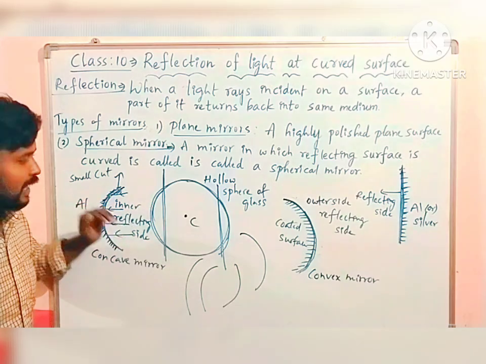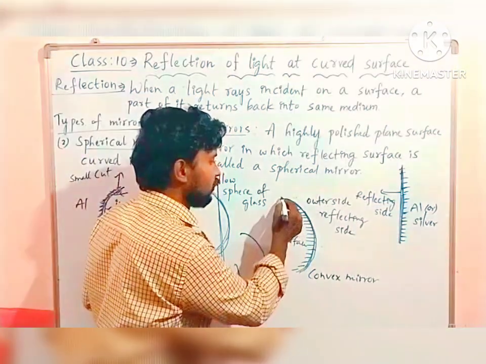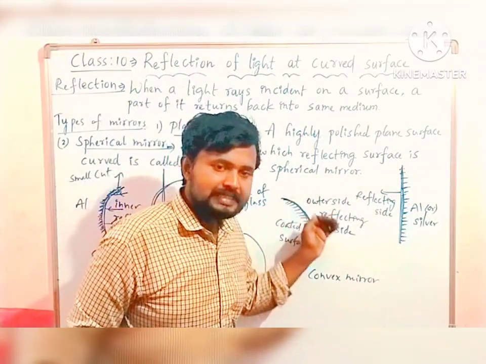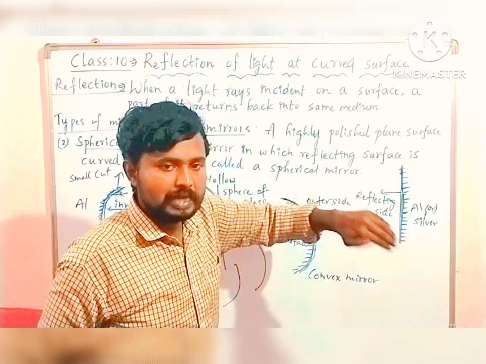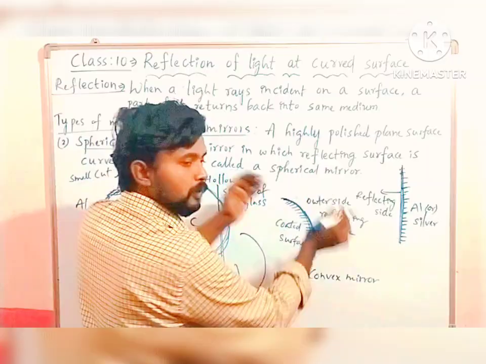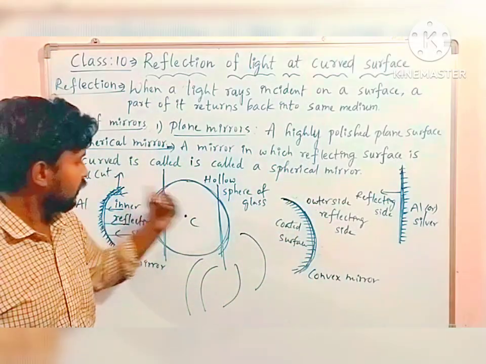A spherical mirror in which the inner surface acts as a reflecting surface is called a concave mirror. Next, convex mirror. A spherical mirror in which the outer side acts as a reflecting surface is called a convex mirror. Spoon like this is convex, spoon like this is concave. So if the outer side is the reflecting side, it is convex; if the inner side is the reflecting surface, it is concave.